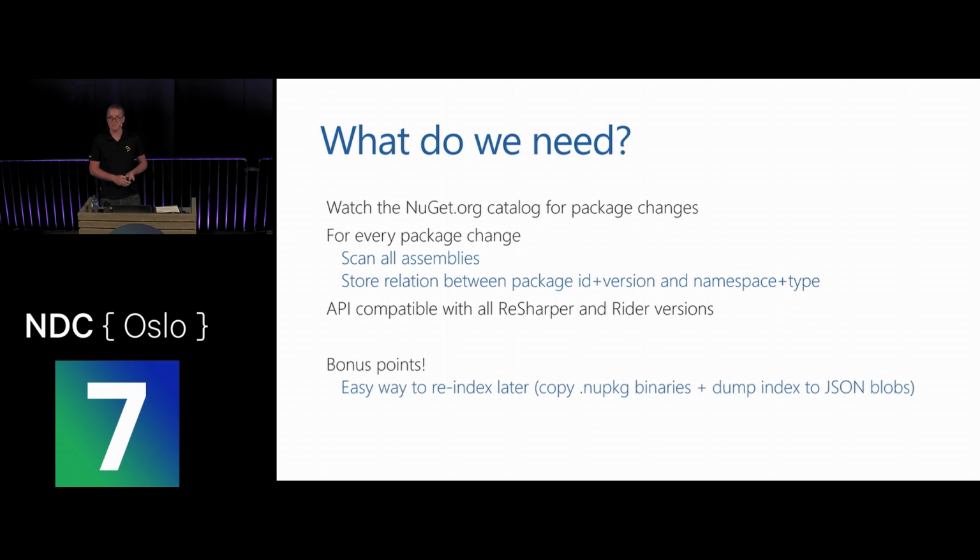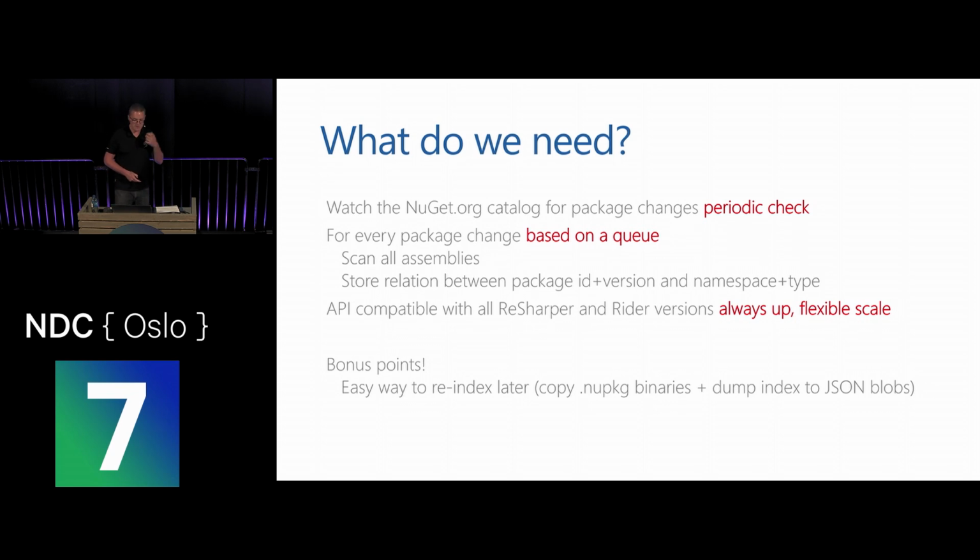So that's pretty much what we need. And bonus points for an easy way to reindex. There's always cases where you have to reindex whatever you have. So as a side edge case of some requirement that we wanted to have there, we would like to be able to reindex fast by copying the NuGet binaries and dumping everything into some JSON blob that we could really load quite quickly. Now, watching the NuGet.org catalog could be a periodic check. For example, every hour we could check the catalog for new packages in the past hour and do something there.